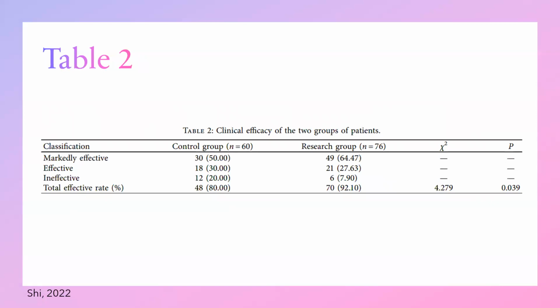In table 2, we can see the efficacy of the 2 groups, the control and the research. One area where we can note remarkable differences is in the ineffective individuals, which is the fourth row here. The control group shows that 20% of the individuals in this group were ranked as ineffective, whereas the research group only showed 7.9% ineffective.